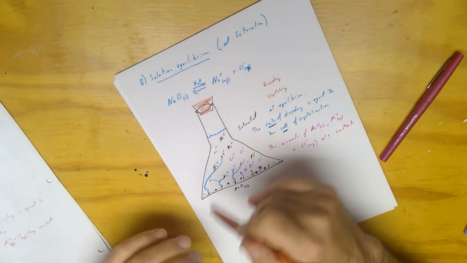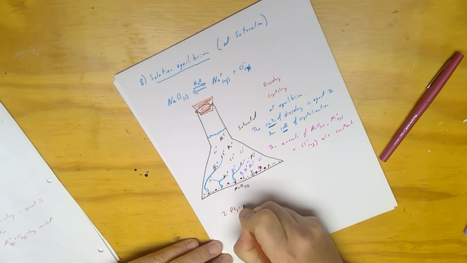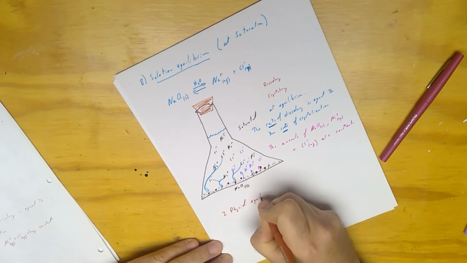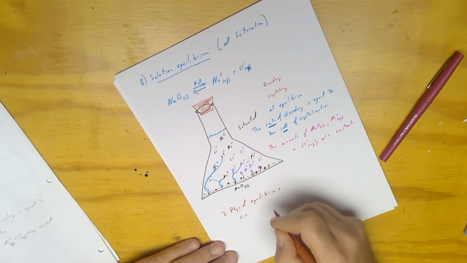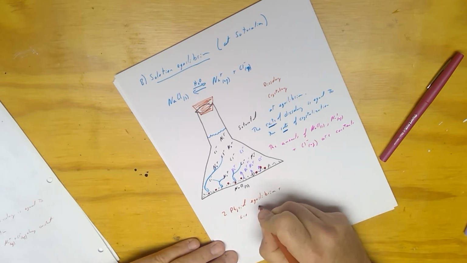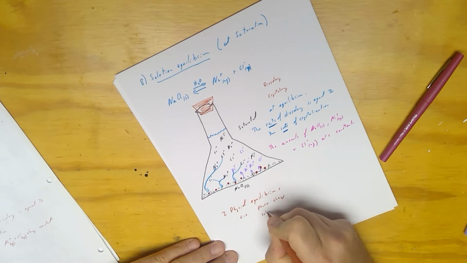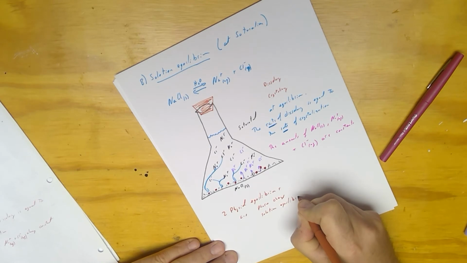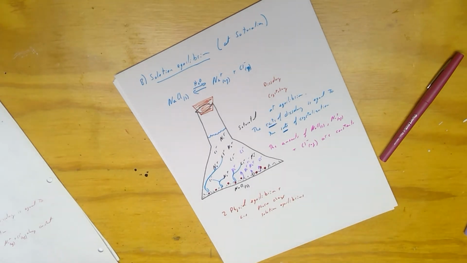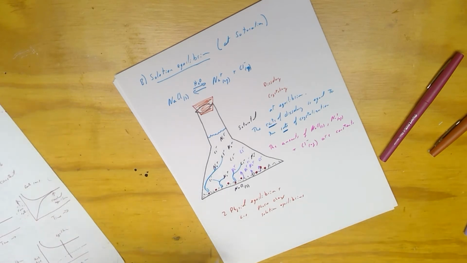So our two physical equilibriums are phase change equilibriums and solution equilibriums. Now I want to talk about what happens in a chemical equilibrium.